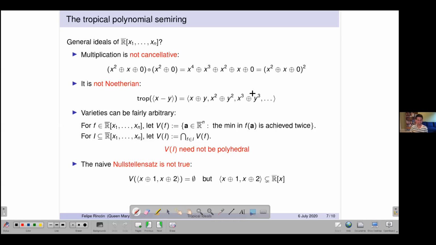One last example of things that can go bad if you consider general ideals is that the Nullstellensatz is not true anymore. There are ideals whose variety is empty, like this one, x plus 1 and x plus 2, the ideal generated by those two tropical polynomials. The first polynomial is requiring that x is equal to 1: minimum attained twice between x and 1 means that x has to be equal to 1. This one is requiring that x is equal to 2, so the variety is empty. But the ideal is not the full polynomial semiring. So it's a proper ideal with an empty variety.